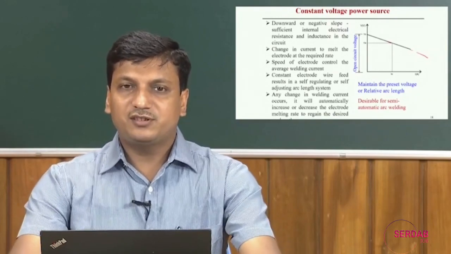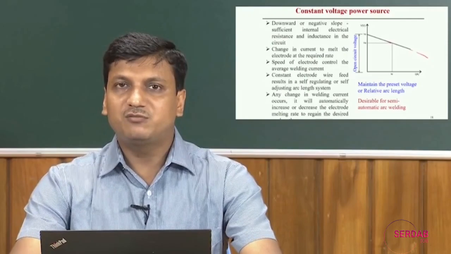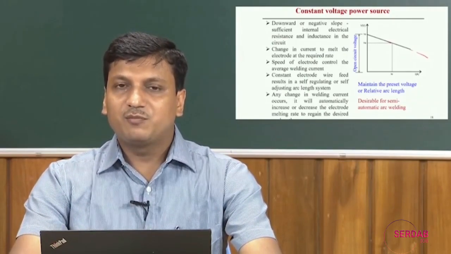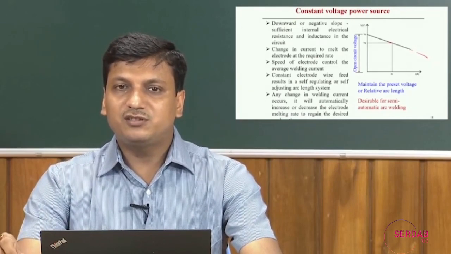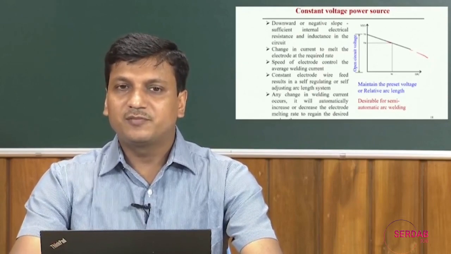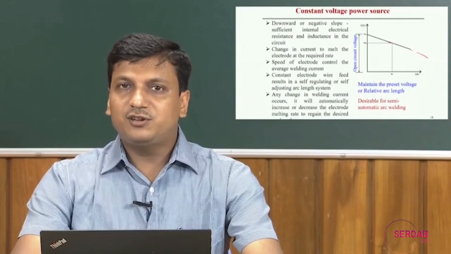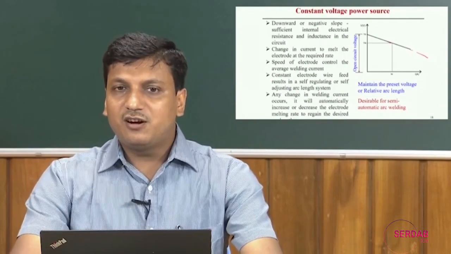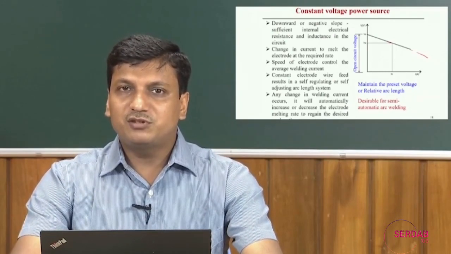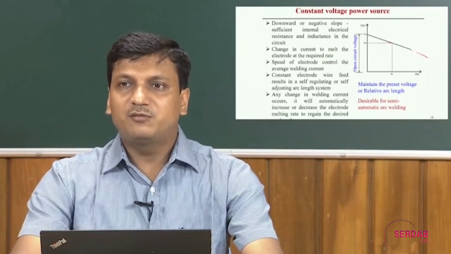If you see from the figure, it starts from the open circuit voltage. That open circuit voltage is required just to start the arc welding process, and then from the open circuit voltage there is a drop, but the drop rate is very low in this case. Of course, it is a negative slope, and that is the desirable characteristic of the constant voltage power source, and of course, it is more suitable for the automation of the arc welding process.